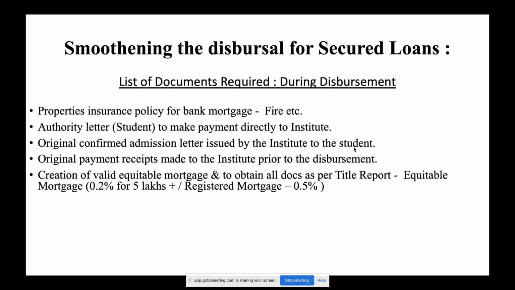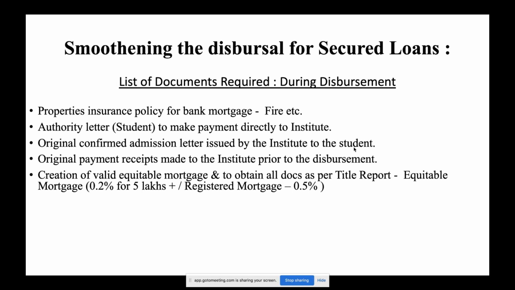Now, in terms of creating an equitable mortgage, there are two types of mortgages which primarily affect a secured loan. Sorry, they are equitable mortgage and registered mortgage. Now, what's the difference between an equitable mortgage and a registered mortgage? Equitable mortgage is basically when, say, the property is worth 1 crore and you are taking a loan of 40 lakhs. The bank will equitably mortgage the property up to the value of the loan, which means they will only value it at 40 lakhs rather than register the entire property under their own name.